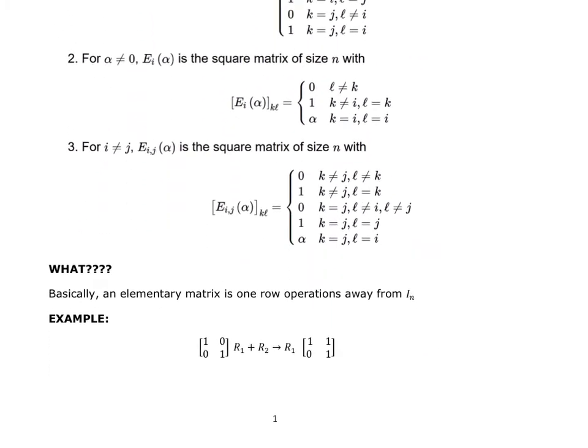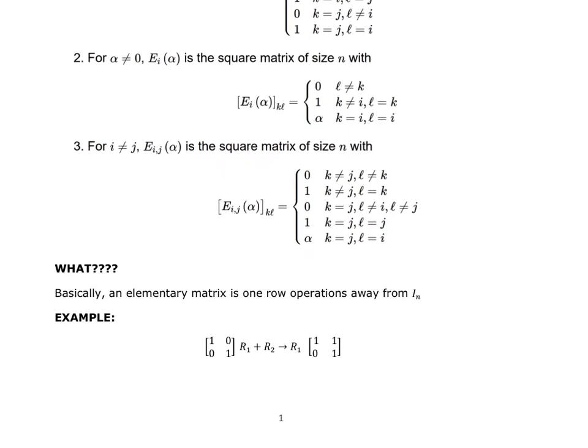What is it? Well, basically, an elementary matrix is one row operation from an identity matrix. As an example, if you have this I2 and you take row 1 plus row 2 and you put it back into row 1, then this matrix on the right-hand side is an elementary matrix. So we've done one row operation, and it is no longer an identity matrix, but it's only done one row operation.